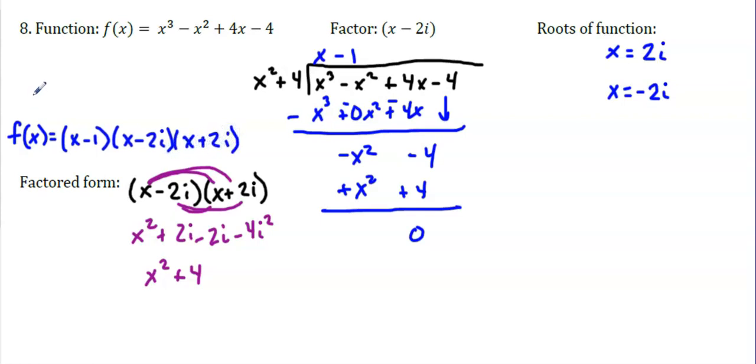If you were asked to write your factors so that they did not contain imaginary numbers, then it would be f of x equals x minus 1 times the quantity x squared plus 4. My third root was a positive 1.